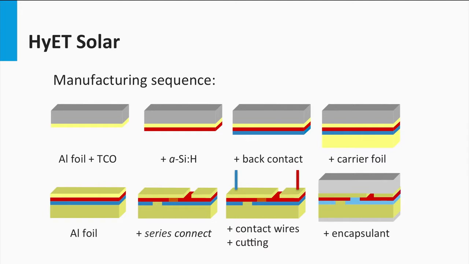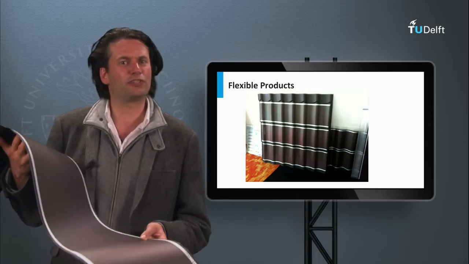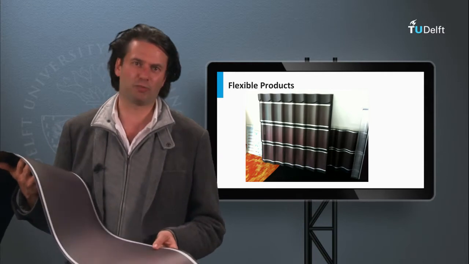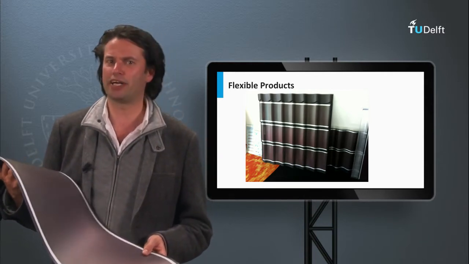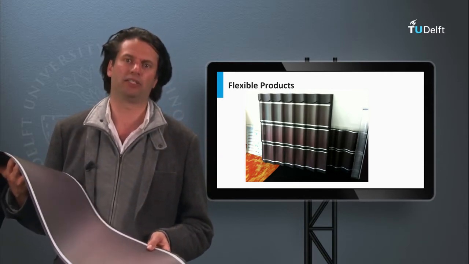Here I give an example of the Hyet Solar company, who develops a technology that is deposited on a temporary aluminum foil. The entire solar cell is processed on the foil and encapsulated at the backside. Then the temporary substrate is etched away and the front side is encapsulated. This results in a very low weight flexible substrate which can be integrated in curved rooftop elements.